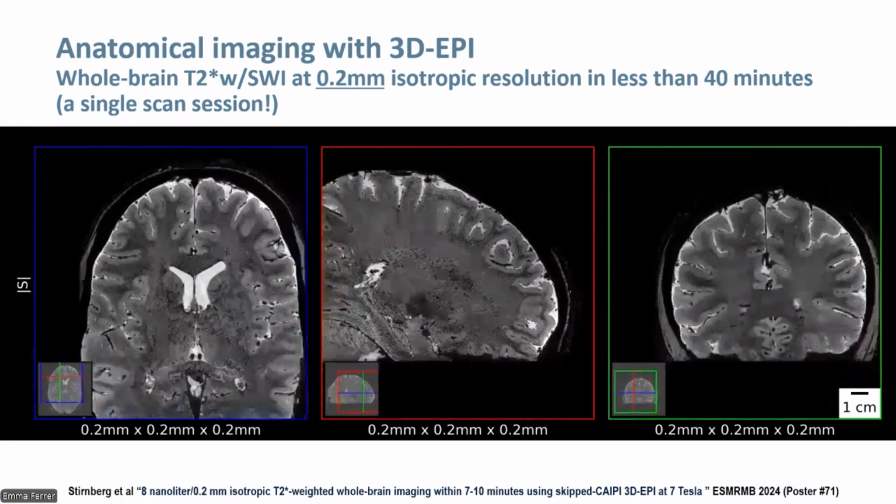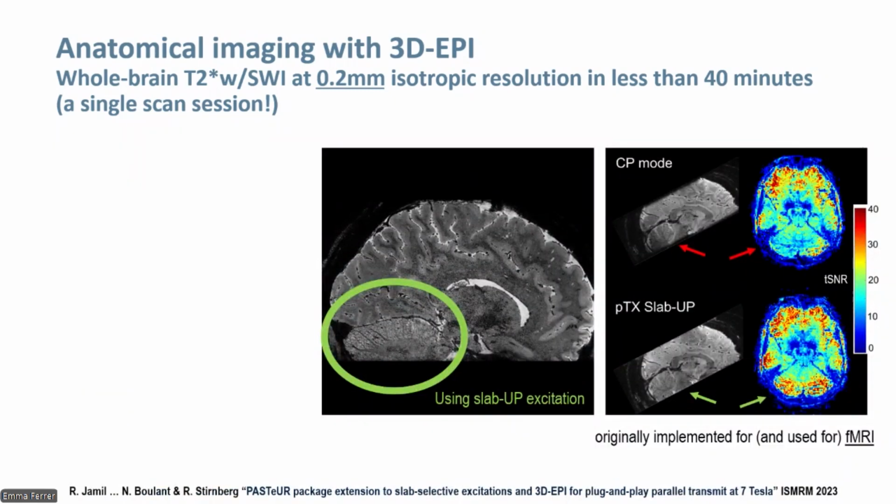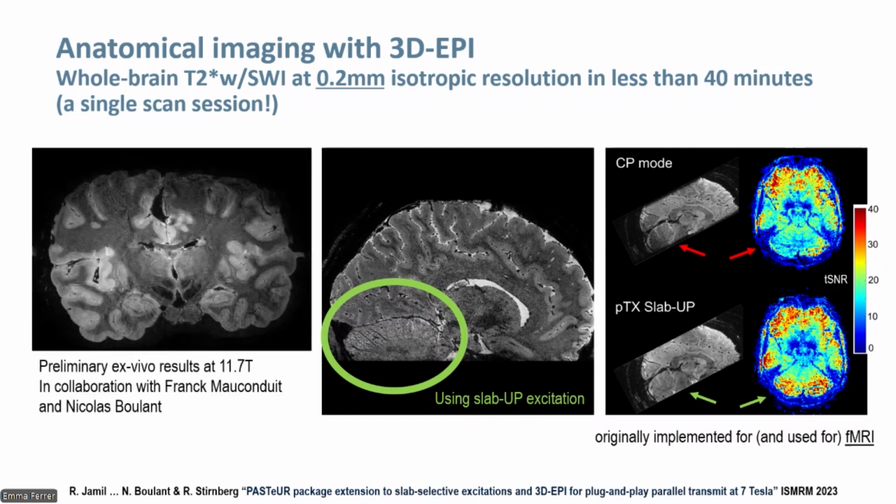But it involves averaging. And interestingly, the sequence that we used here also used these universal SLAP parallel transmission pulses that were originally designed in this project for fMRI. And it's also already used for fMRI. And with this sequence, we also already got the first preliminary results ex vivo at the 11.7 Tesla. And we hope to optimize this for this purpose in the very near future.